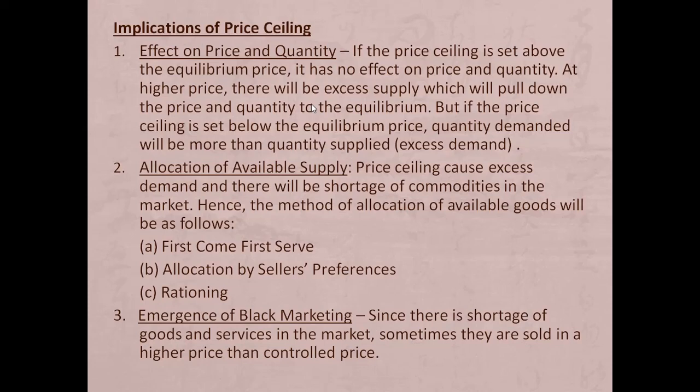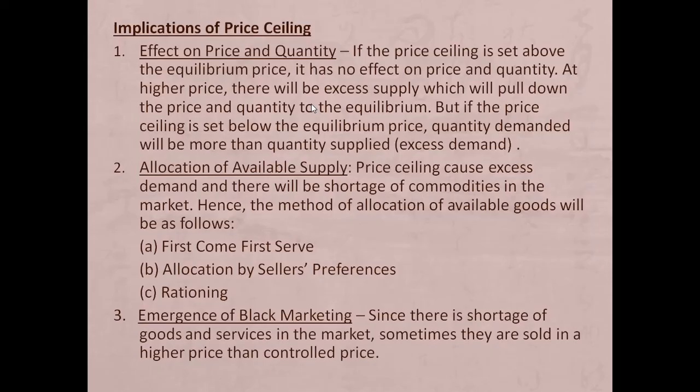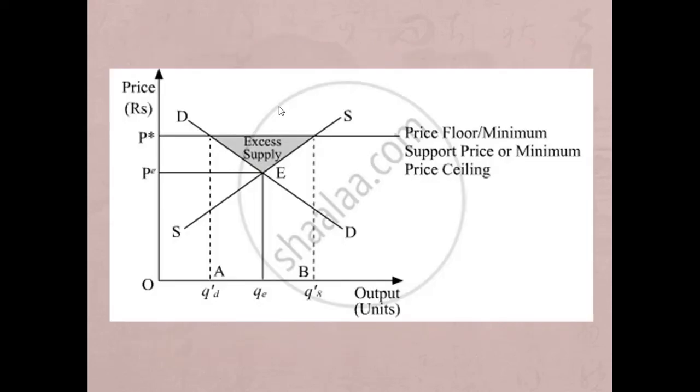Number one, first come first serve. So whoever goes to the shop first will get the commodity, and whoever goes last may not get the commodity at the same price, that is, at the price ceiling. So that is the first come first serve basis. Now let us suppose that the sellers have a limited amount of commodity. Let us try to understand with this graph.